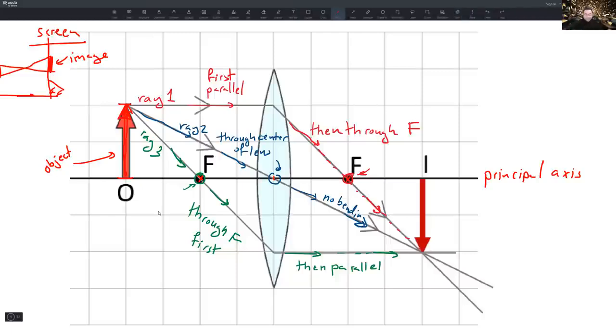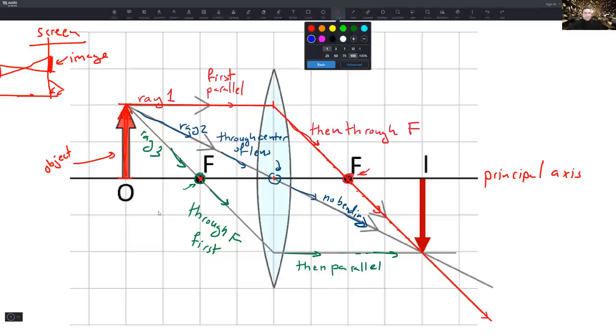Let's look at the first. The first ray is a ray that's horizontal. A ray that's horizontal, and it goes to where? It stops here at the center line of the lens, and then it passes through F, which is the focal point, and you draw the extension of this line. Like just keep drawing. That's the first ray.